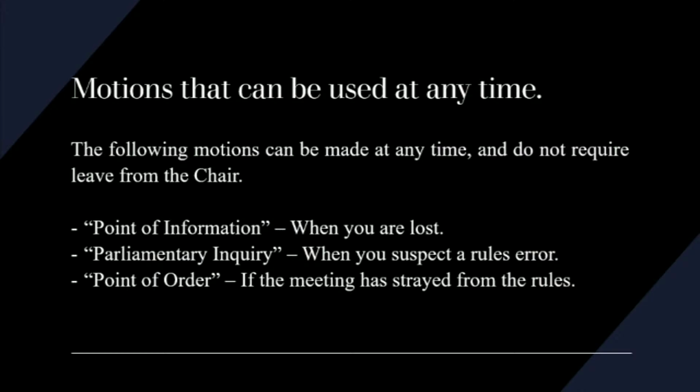Parliamentary inquiry. When there's a rule and you feel that there's an error or something is awry in the meeting, you can ask for parliamentary inquiry. That would be to the town attorney, and the town attorney would point you in the right direction of whether there's been an error or not, or explain the rule, or explain the motion in accordance either with our special rules or with Robert's rules.